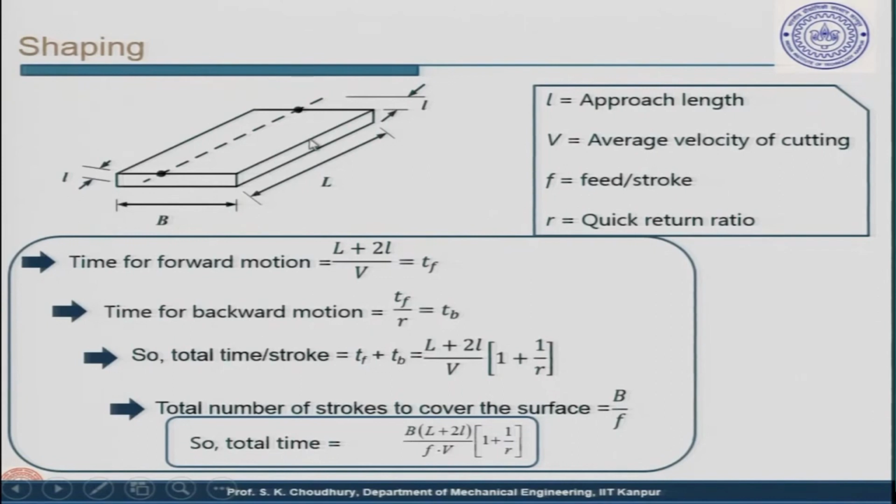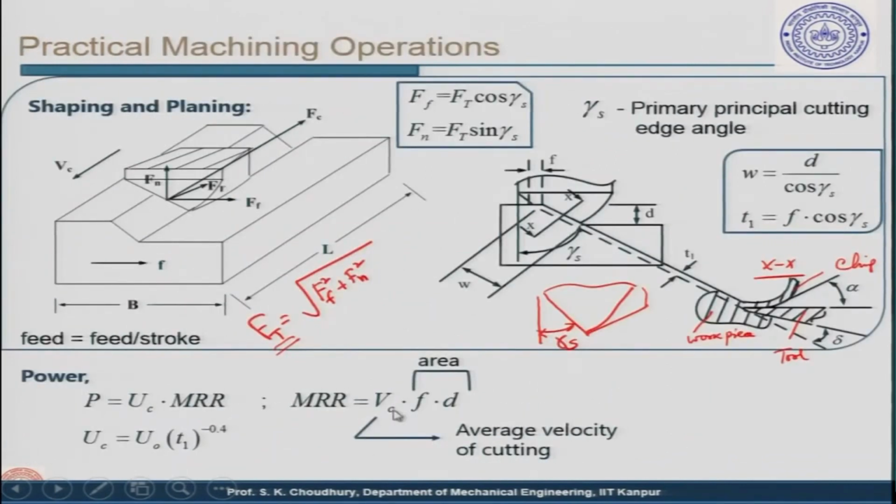This is the difference here between the shaping and the turning. Let us say this is the workpiece or the plate that we have to shape, to make flat. This is the L, along which the tool will reciprocate, because it is a shaping process, and the whole breadth has to be removed, or the width, you can say. Now, this is the small l, the approach length, and V is the average velocity of cutting, that we have used here also.